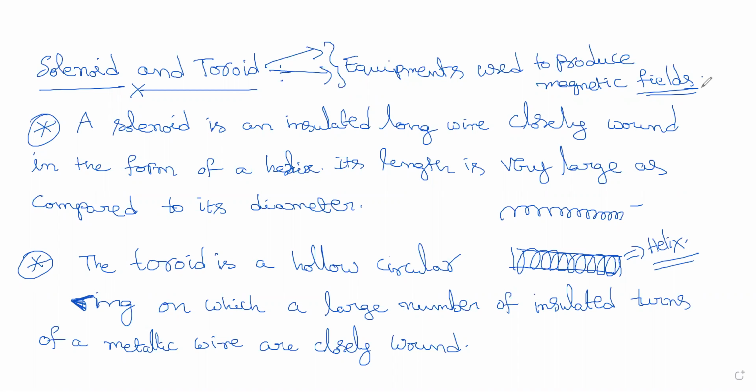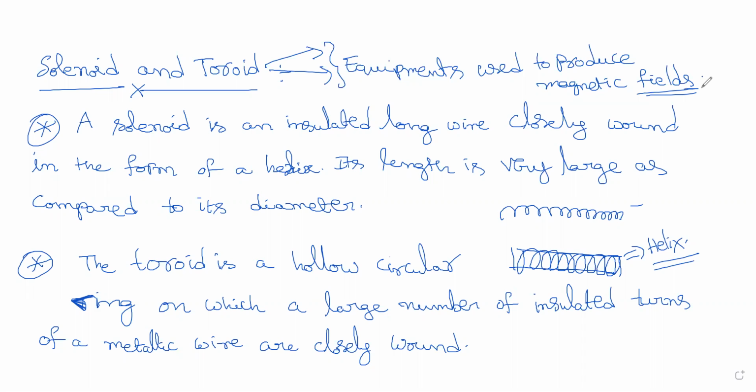A solenoid is an insulated long wire closely wound in the form of a helix. Helix means whichever looks like a spring. Its length is very large as compared to the diameter of the wire we take. The wire diameter is very, very small compared to the length of the solenoid. That's one of the important factors.